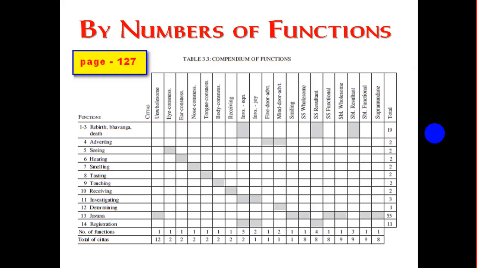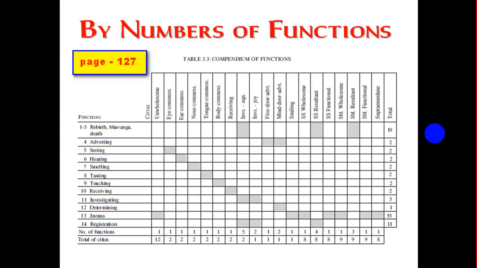Another one, registration function. 11 Cittas perform the function of registration or retentive. Here, two types of investigating consciousness accompanied by equanimity, one type of investigating consciousness accompanied by joy, right? And we have 8 sense sphere wholesome resultant Cittas, or 8 great resultant Cittas, right? Resultant Cittas. So 11 Cittas perform the function of registration.